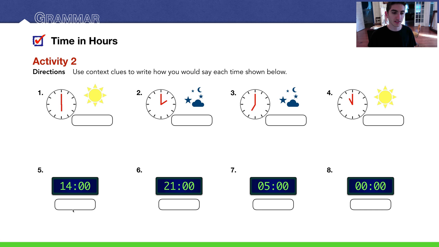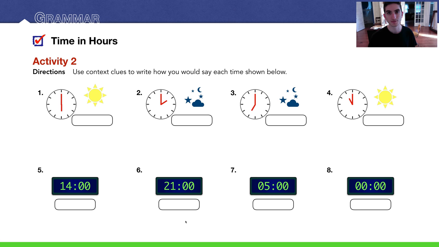So this is what? What would you say? It looks like 14 o'clock. Military people would say 1400 hours. It's actually 2 p.m. So this would be gogo, 2時. Okay. Number 6, this is 9 p.m.